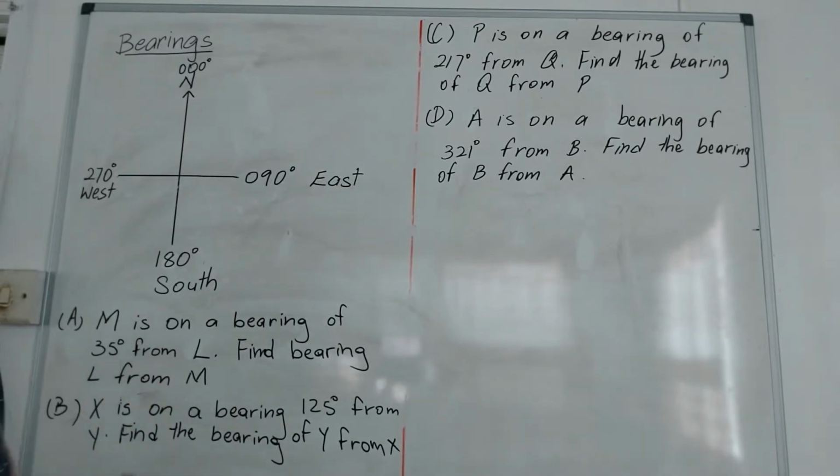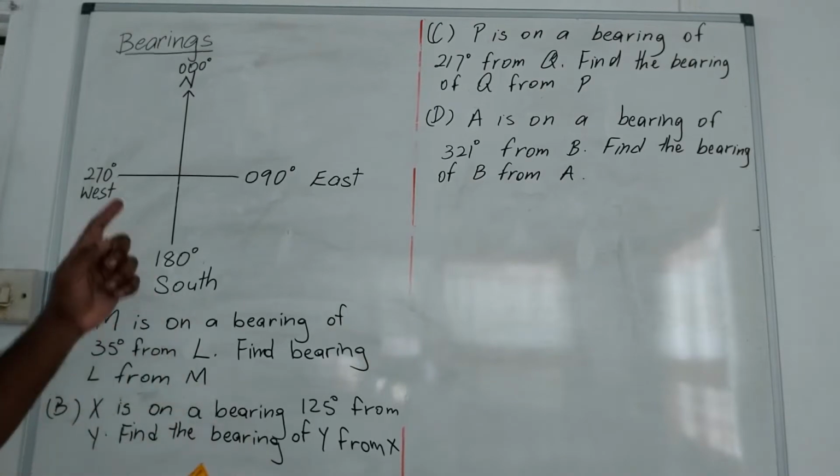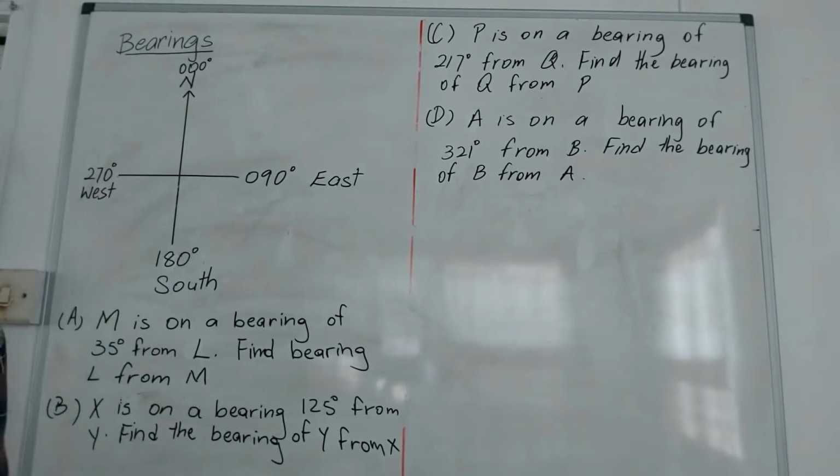So let us recap. A bearing is a measure of one point from a fixed point. It is measured using three numbers, and it is measured in a clockwise direction. So let us do some practice.